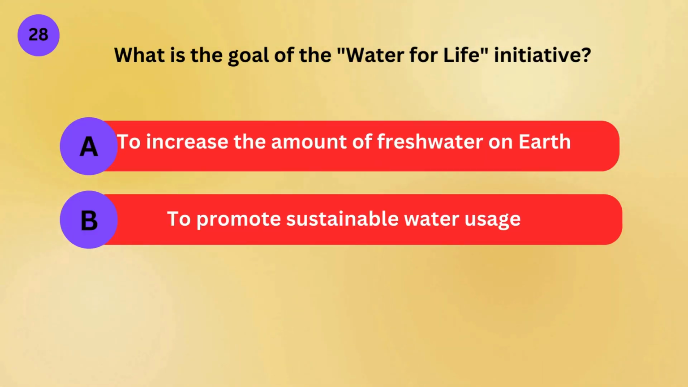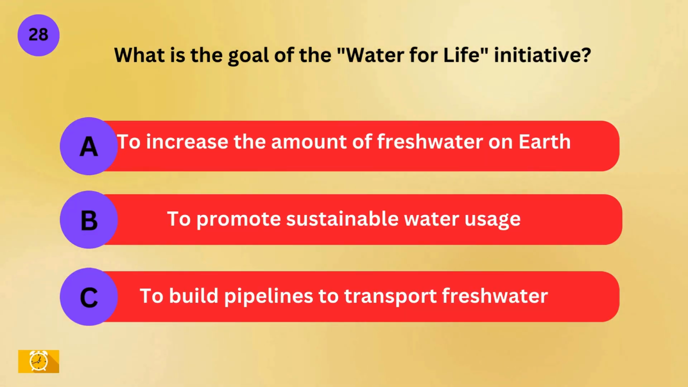What is the goal of the Water for Life initiative? To increase the amount of fresh water on Earth to promote sustainable water usage. To build pipelines to transport fresh water.